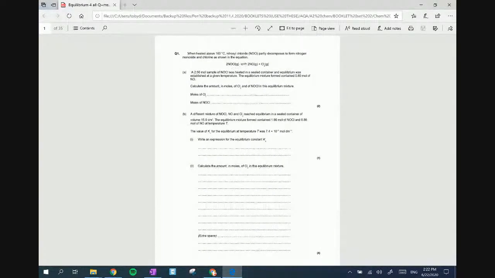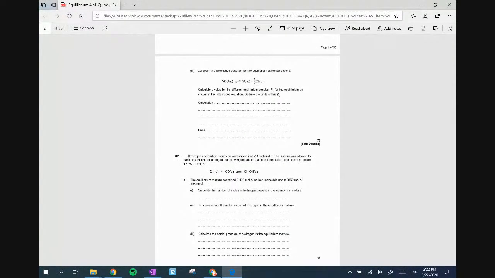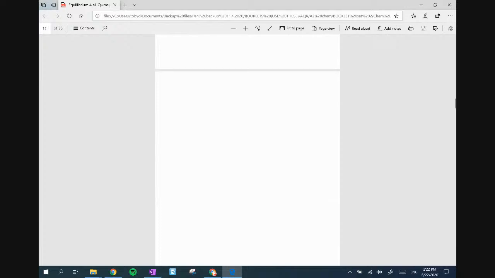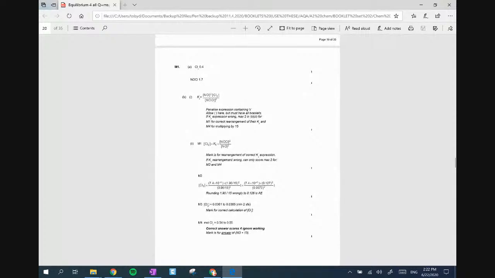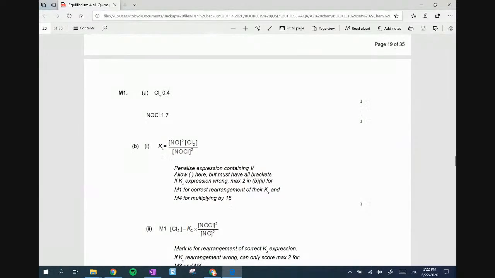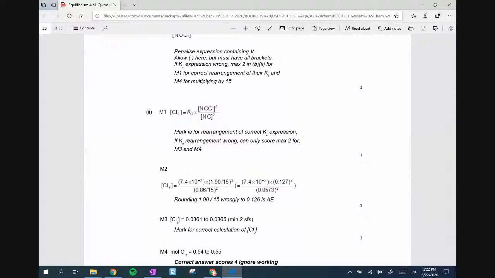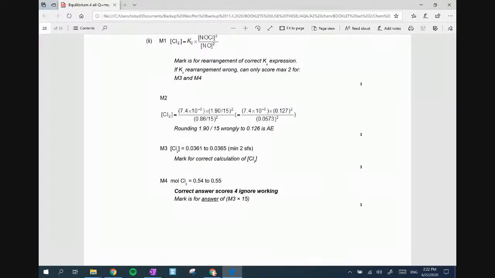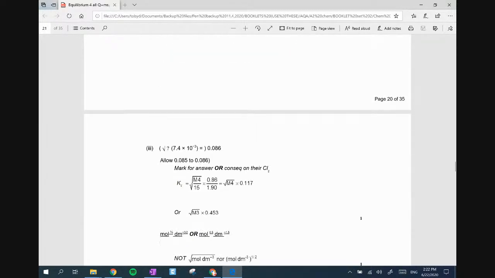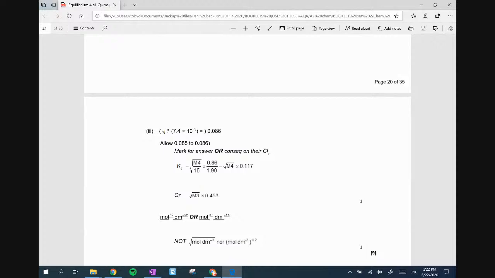Right, there's the question. So let's go to the mark scheme. It's question number 1 on the mark scheme. There it is. A, chlorine. Have I made a mistake? Oh, no. There we go, 0.54. Spot on, right in the middle of where I wanted. So easily done. So easily done. Root answer, 0.86.